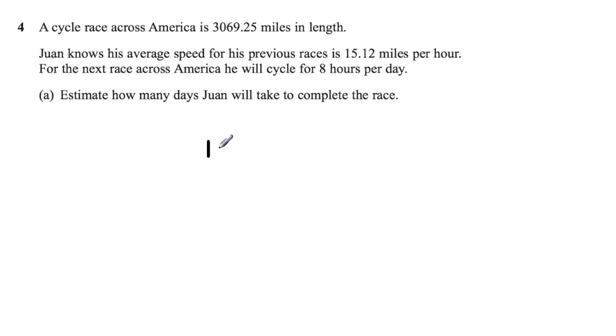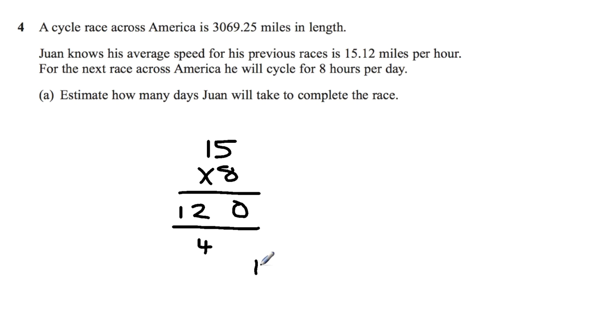So 15 times 8 is 40. So Juan covers 120 miles in one day. I'm then going to round 3026.25 miles to 3000 miles. This enables me to divide 3000 miles by 120.